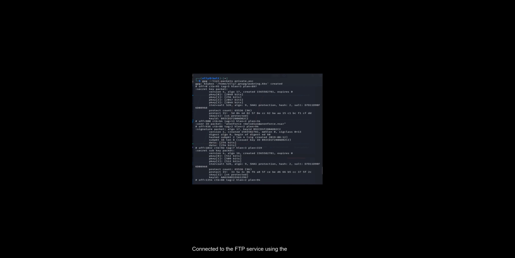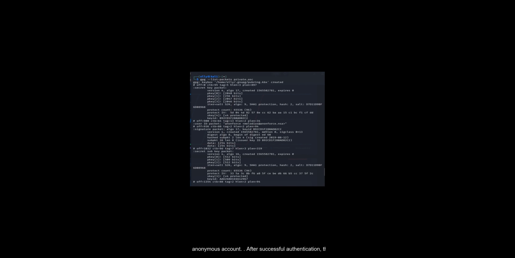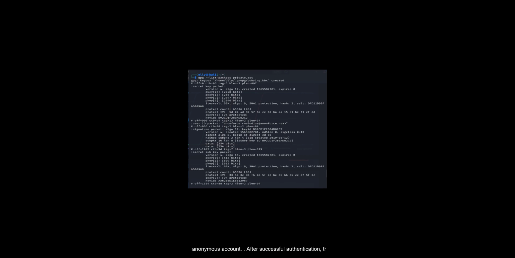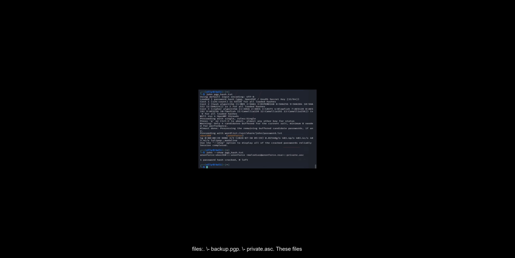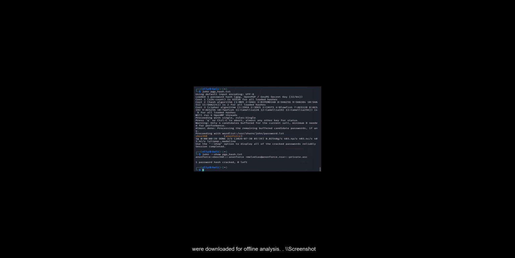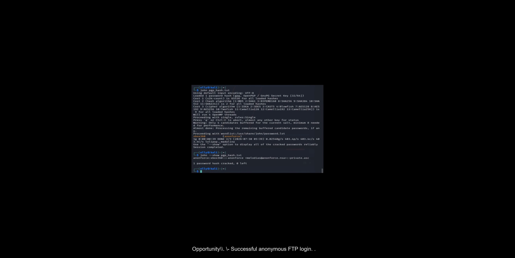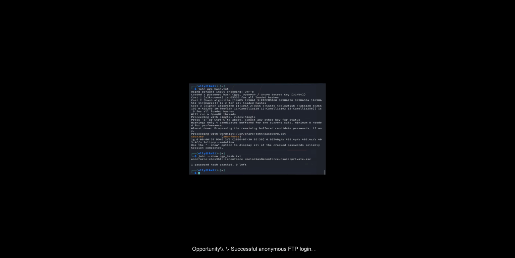Step 2: Anonymous FTP enumeration. Connected to the FTP service using the anonymous account. After successful authentication, the root file system was accessible through FTP. Directory enumeration identified a world writable directory named. Inside this directory were two highly sensitive files: backup.pgp and private.asc. These files were downloaded for offline analysis.